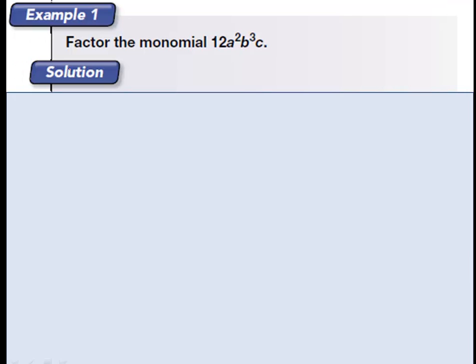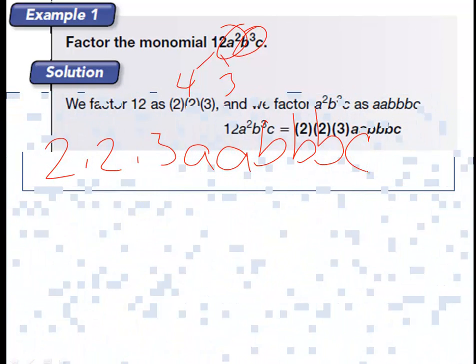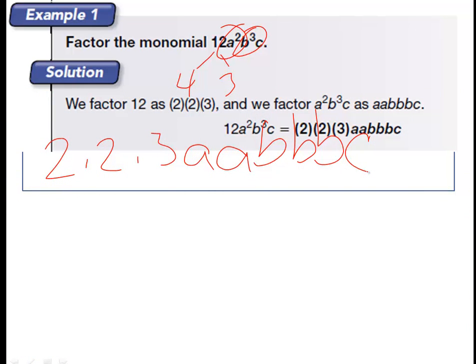Okay, so just this to start with, the basic monomial, and factor it out. We know that 12 factors out. If we make our little factor tree, we have a 4 and we have a 3. So we have 2 times 2 times 3, and our a squared is a times a. Our b cubed is b times b times b, and our c is just a c. So that's it, you're done. That's your answer. And I think you all know how to do that. But that's what we're going to use to help us do these trinomials and binomials.